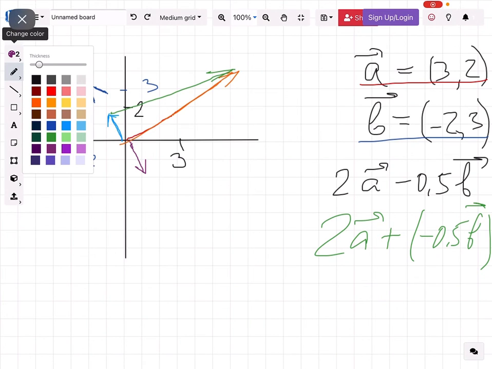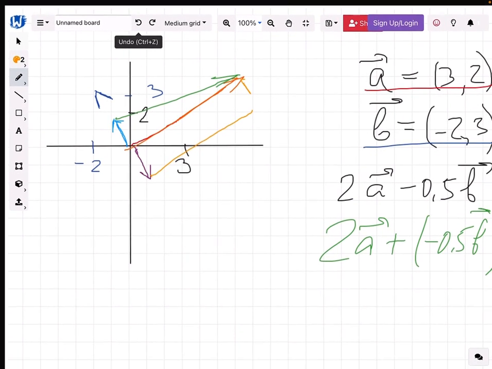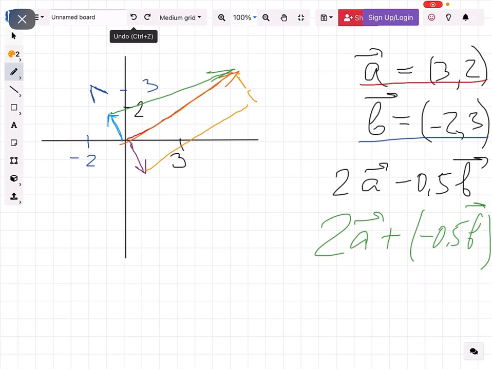So let me start with a rectangle, parallelogram. Okay, not a very good one. Like this, like this, okay. So, and now we're going to draw the diagonal like this, okay. And that vector is also 2A minus half B.